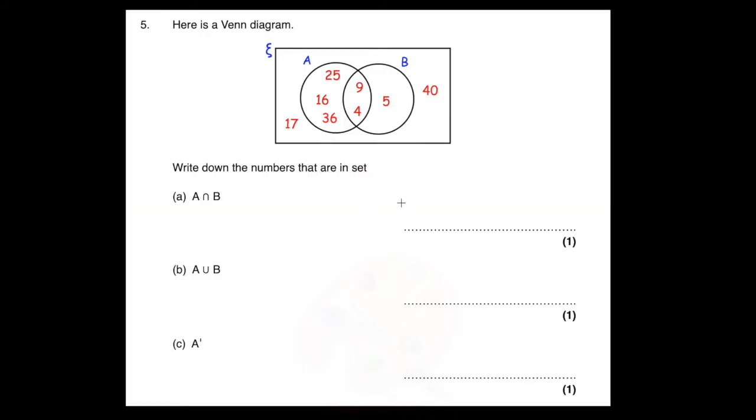Now let's do a final example. Creds to Colbit Maths, by the way. So first we've got A intersection B. So A and B. So what's inside A and B? Well, it's 9 and 4, right? This segment right here. So it's 9 and 4. Next we've got A union B. So A or B. So what's inside A or B? Well, it's everything inside these two circles. So that's going to be 25, 16, 4, and 5.